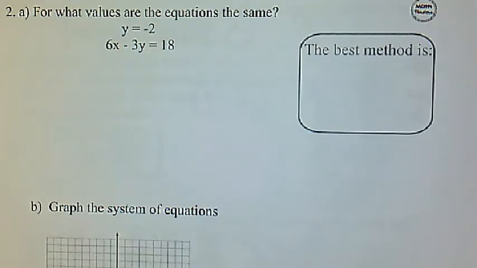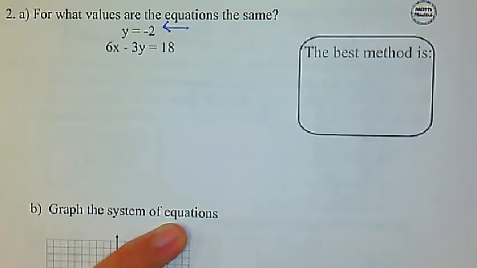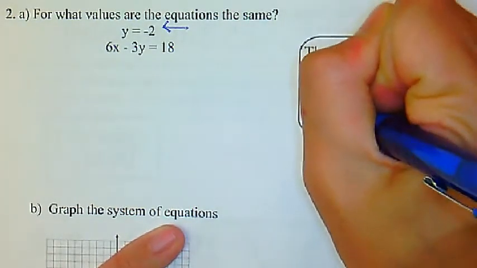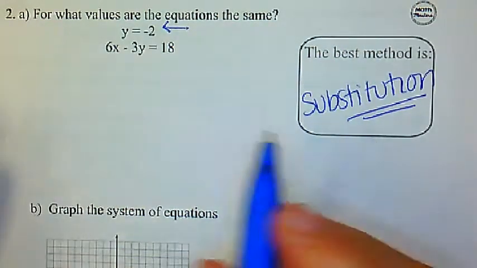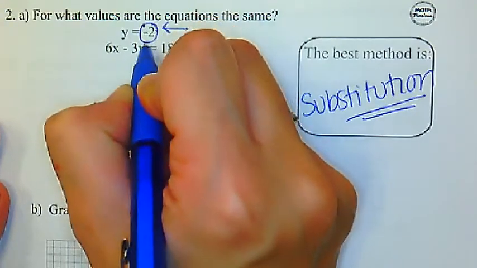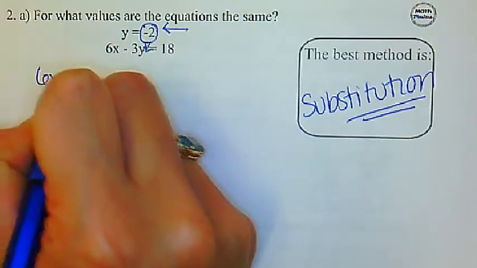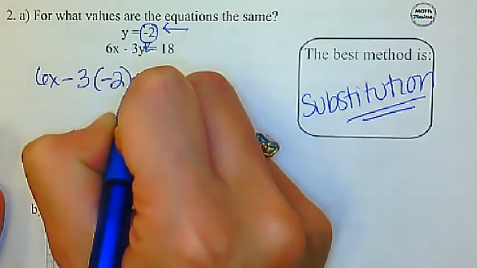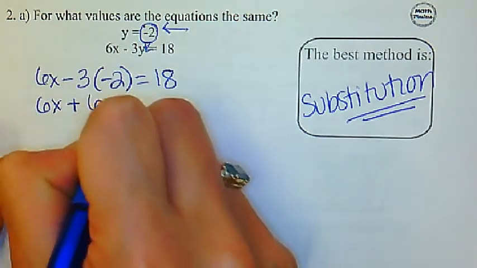All right, we'll go through this one a little bit faster. I just wanted to make sure that you guys had a little bit of practice with your graphing. All right, so this next one, that one should shout right out to you. This right here, we have something that is solved for. So the easiest method would be substitution. Okay, so all I'm going to do is take this -2 and put it in for the y. So I get 6x minus 3 times -2 equals 18. 6x plus 6 equals 18.